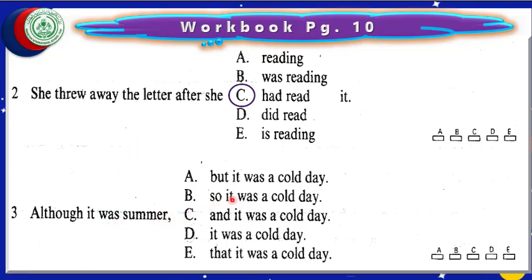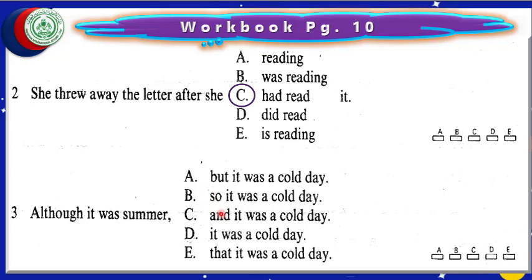Although it was summer, but it was a cold day. Here is written although, we cannot use here but. But it was a cold day is wrong. Although it was summer, so it was a cold day. Dear students, although it was summer and it was a cold day. Although it was summer, it was a cold day. This is the correct option. When we have used here although, we cannot use here but, so, and.